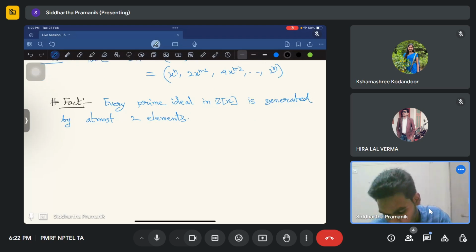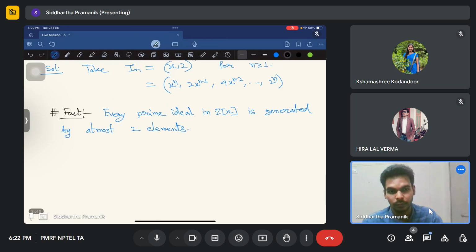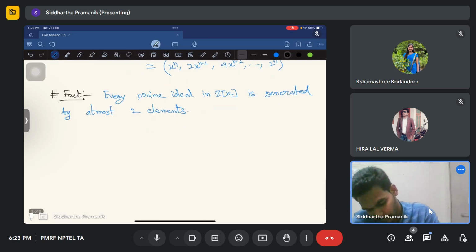So I want to come to maximal ideals in Z[x], but before that I need some other results. Okay, so let's prepare the background for that. So one more fact I need. So let R be an integral domain.